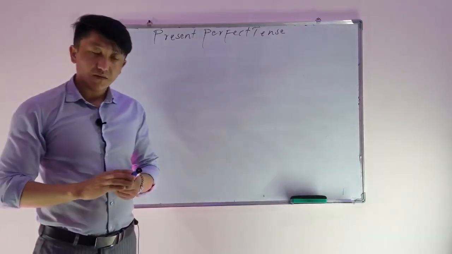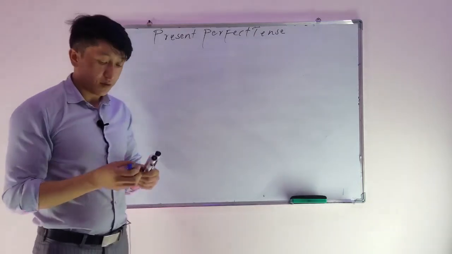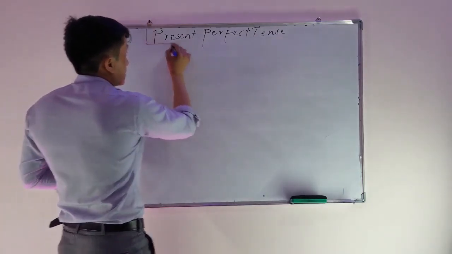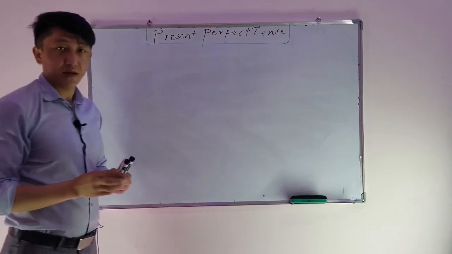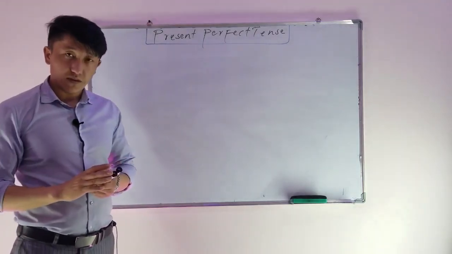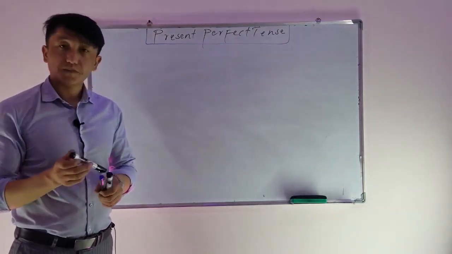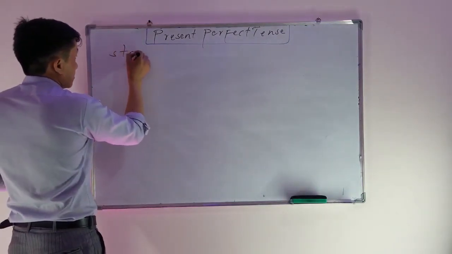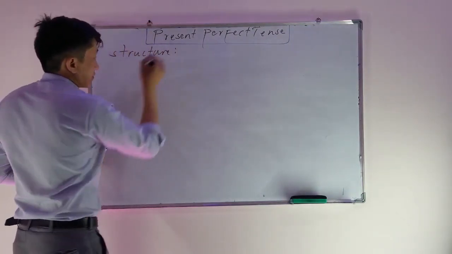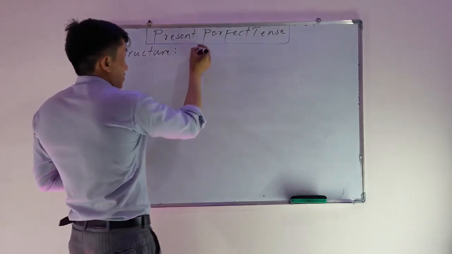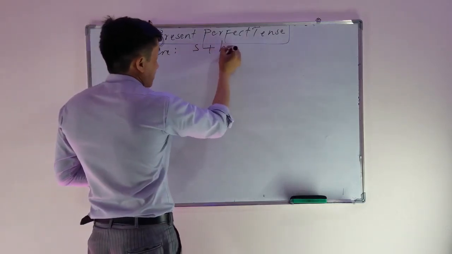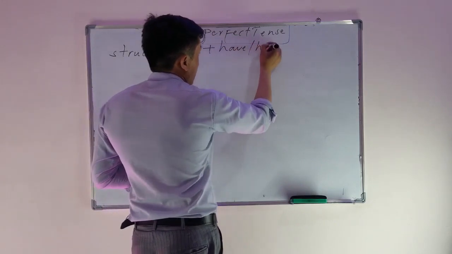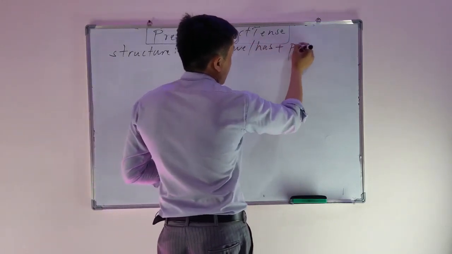So I'll be talking about this tense, and this tense is called present perfect tense. Before we discuss the usages, let's discuss the structures of present perfect. Now, what is the structure for the positive sentence? The structure is subject plus have or has plus past participle.